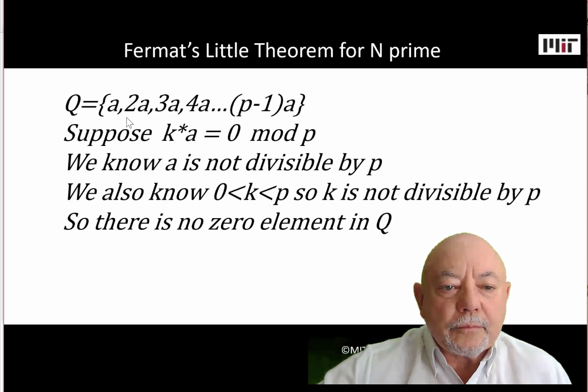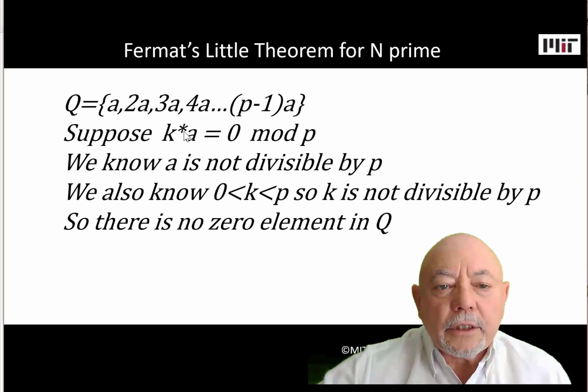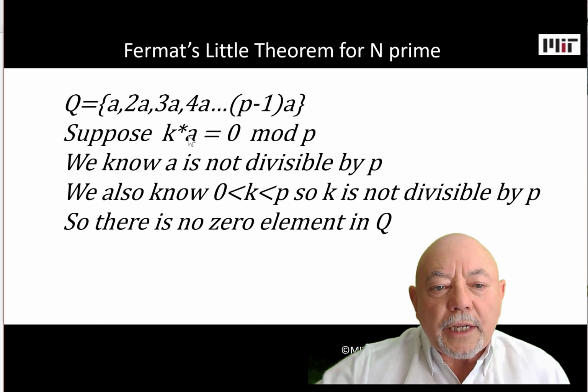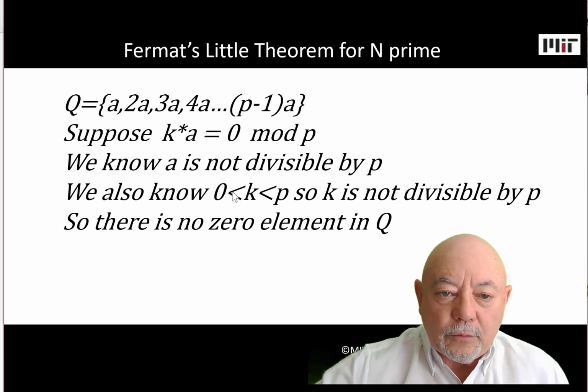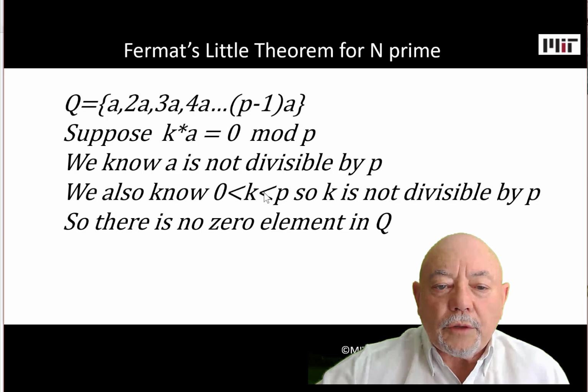So here, let's first show that q of a isn't 0 mod p. Well, we know that a is not divisible by p, because we chose p as prime and not sharing a factor with a. And k is one of these numbers, so it's less than p. We have it as 1, 2, 3, 4, 5 up to p minus 1. So we know that none of these are 0 in modulus arithmetic, mod p.